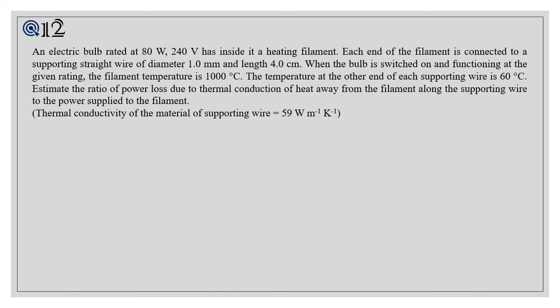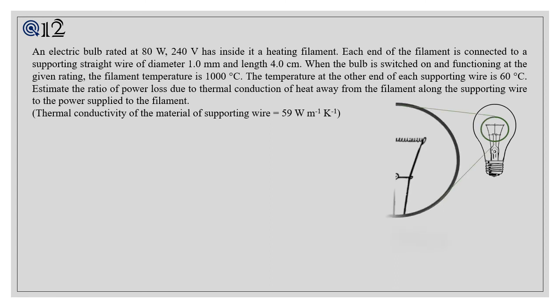Estimate the ratio of power loss due to thermal conduction of heat away from the filament along the supporting wire to the power supplied to the filament. Given thermal conductivity of the material of supporting wire is 59 watt per meter per Kelvin. So we have a diagram here of a bulb, and we're looking at the zoom in of the filament itself. So right now, our metal is the conducting material of the supporting wire.